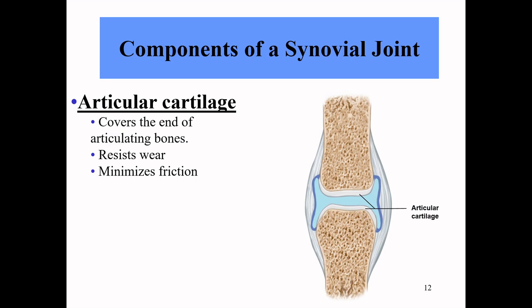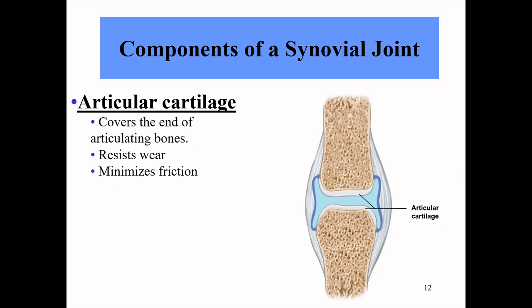And what that does is it resists wear and tear, and it minimizes friction on the joint itself, because we don't want the bones degrading and then rubbing bone on bone, because that's going to be painful for everybody involved. So we use this articular cartilage to help give extra strength to the ends of the bone so they don't erode away just with daily usage and wear and tear.